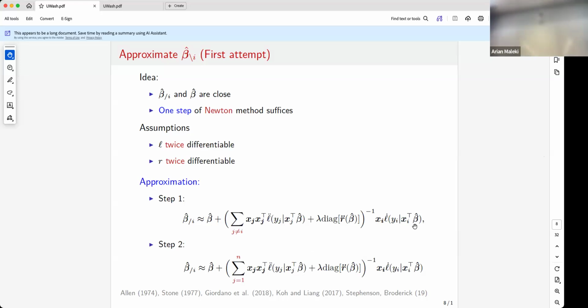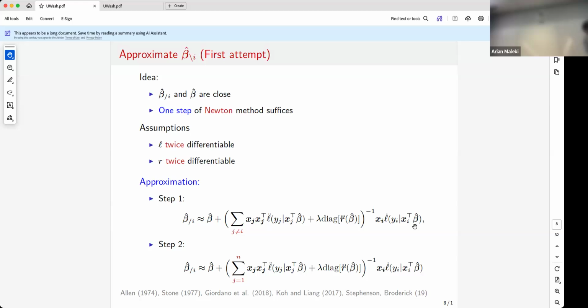And I hope that the notation doesn't confuse you. When I put L double dot, this is Newton's notation for the second derivative. So that's the Hessian essentially, the Hessian of this leave-one-out problem. And this becomes the gradient, or minus the gradient, and this becomes the Newton estimate. So that was the first step.